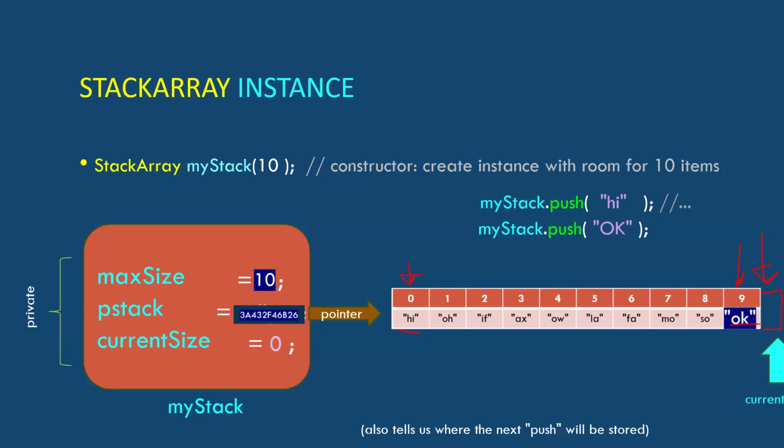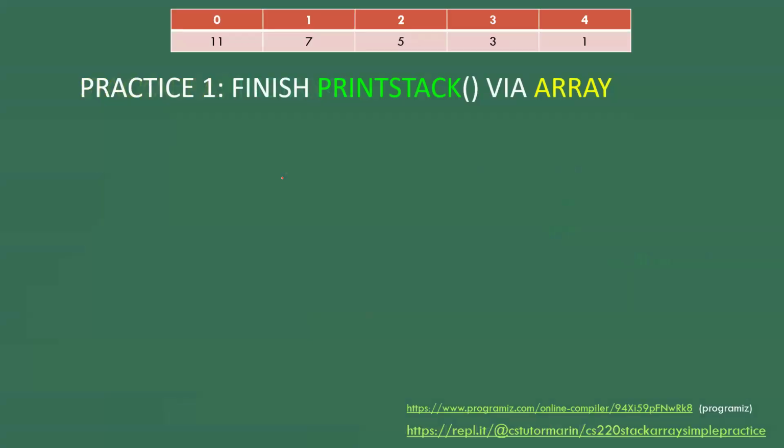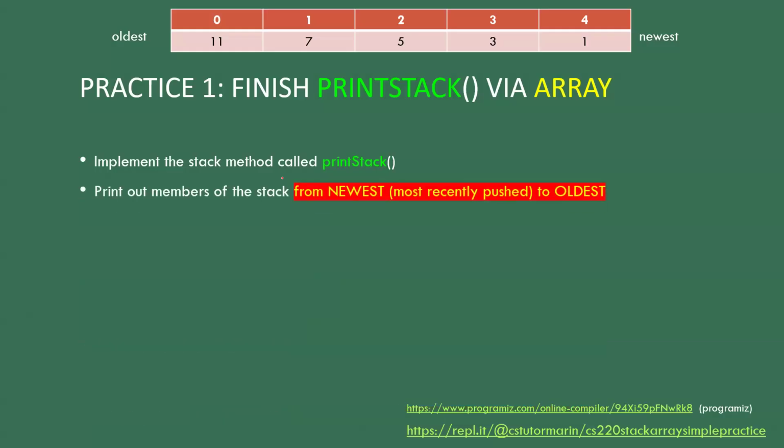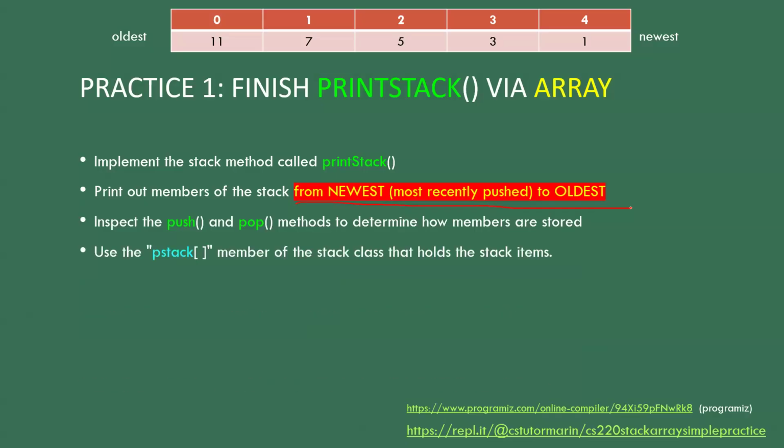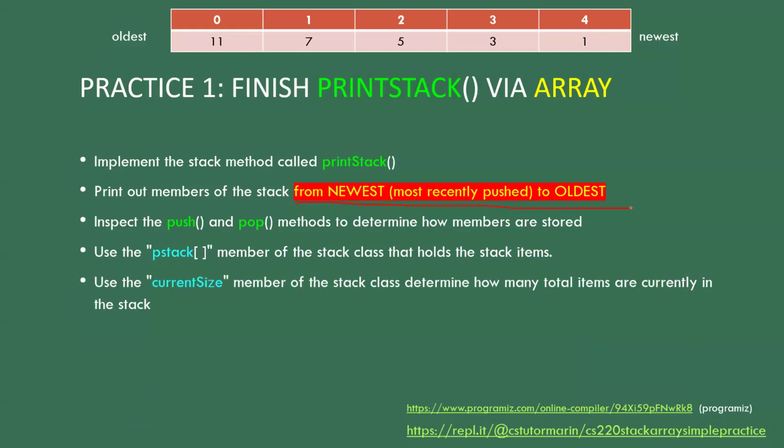So if we say we are now equal to the max size, well, we know it's time to resize that array, okay? So we can figure that out pretty easily. So let's take a look at this actual code and have you guys try to write the print stack via array. Now, I know this seems really trivial, but we're going to print out members of the stack from the newest on the left to the oldest on the right. So we're going to print in reverse array order, which you might say is silly, but we're going to just do that for now. And we're going to use the pointer p stack to access that dynamically allocated array.